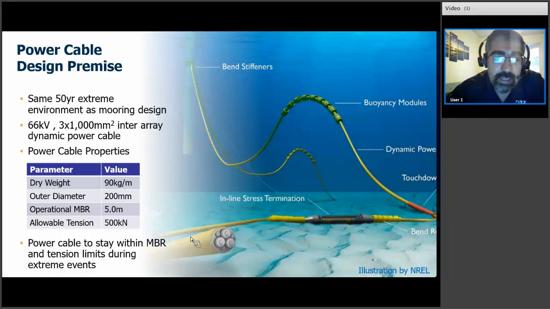And the two numbers that we need to focus on are the MBR, which is the minimum bending radius. We don't want to go below 5 meters. That is our target. And the tension capacity is 500 kilonewton, so we don't want to go above 500 kilonewton, and we don't want to go less than 5 meters on the MBR in 50-year extreme events.